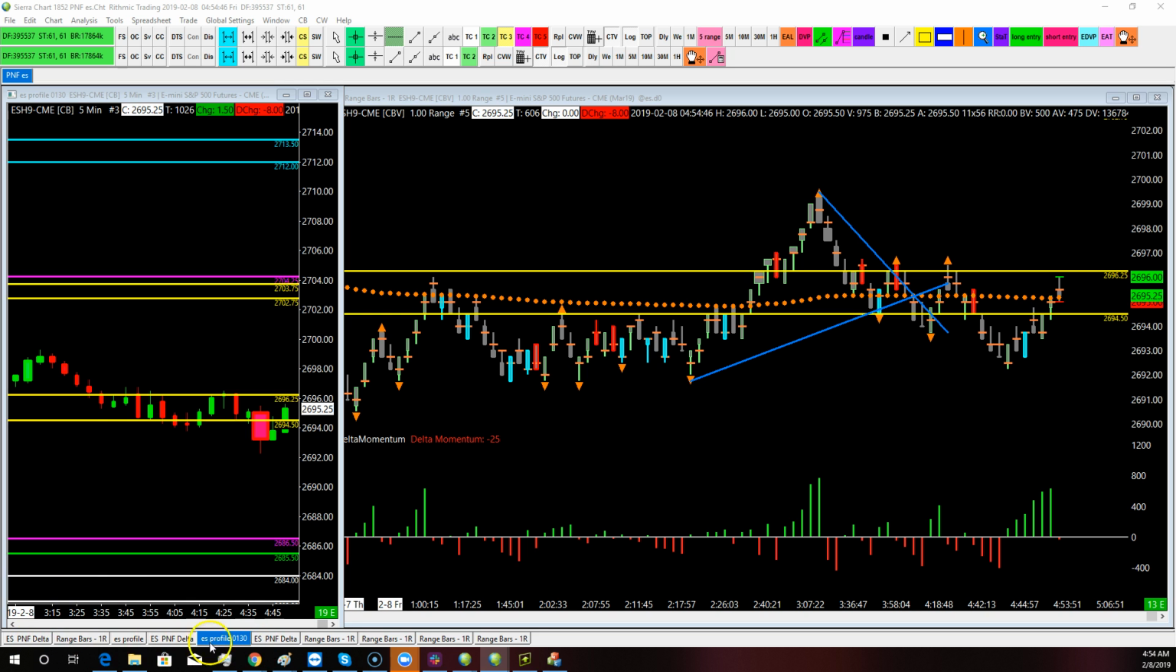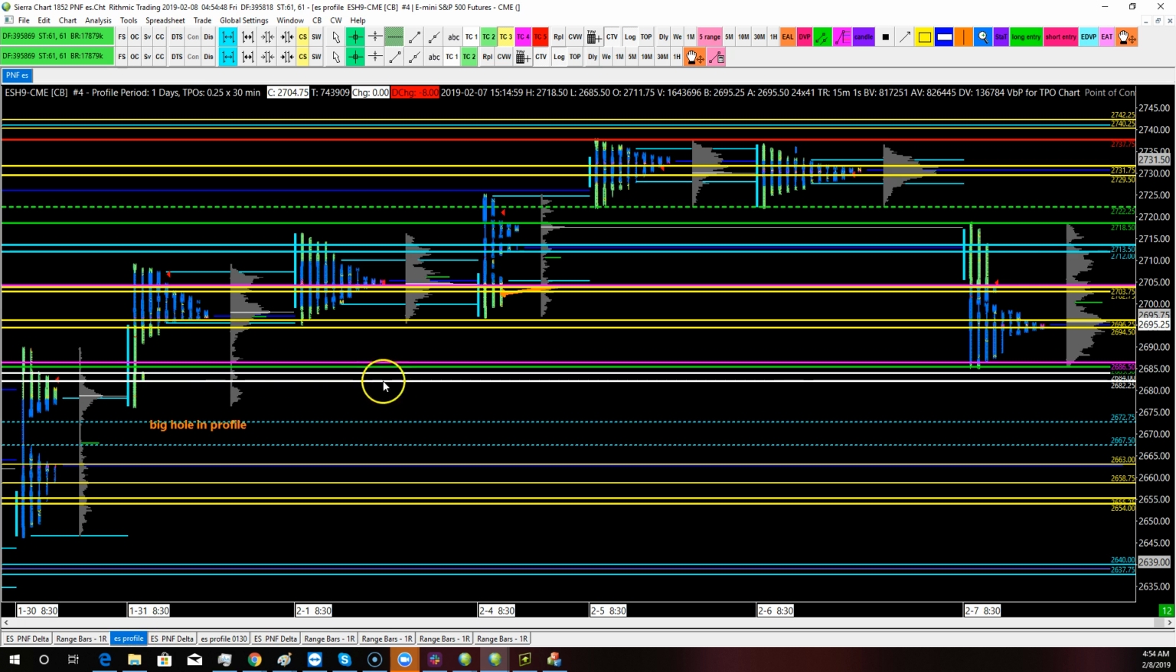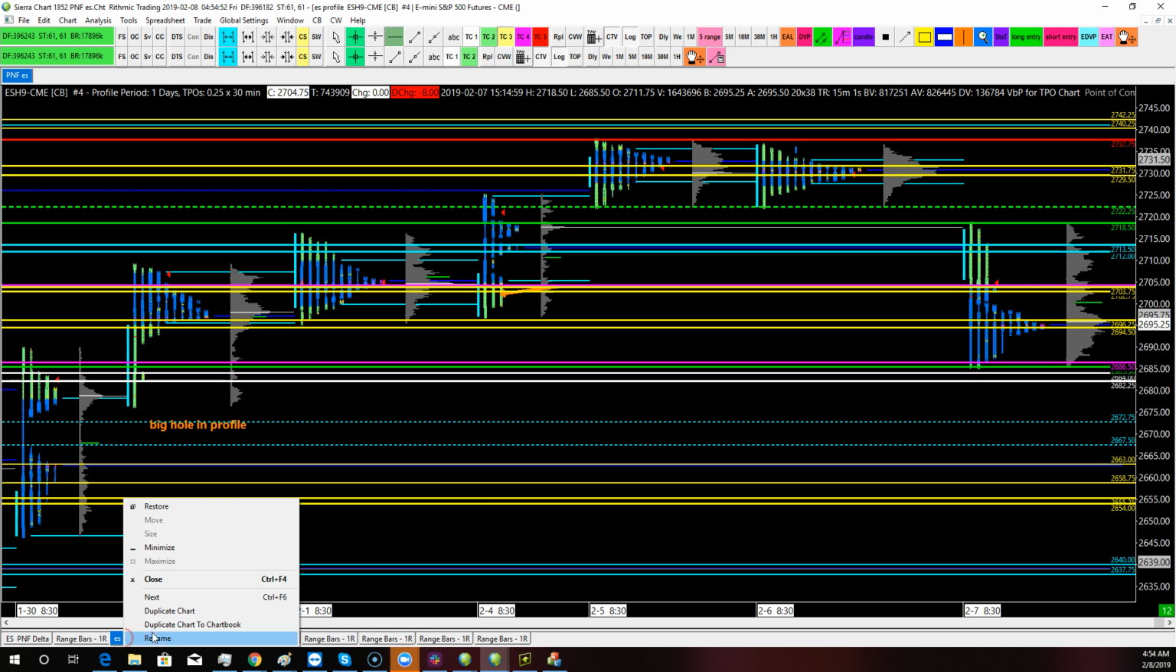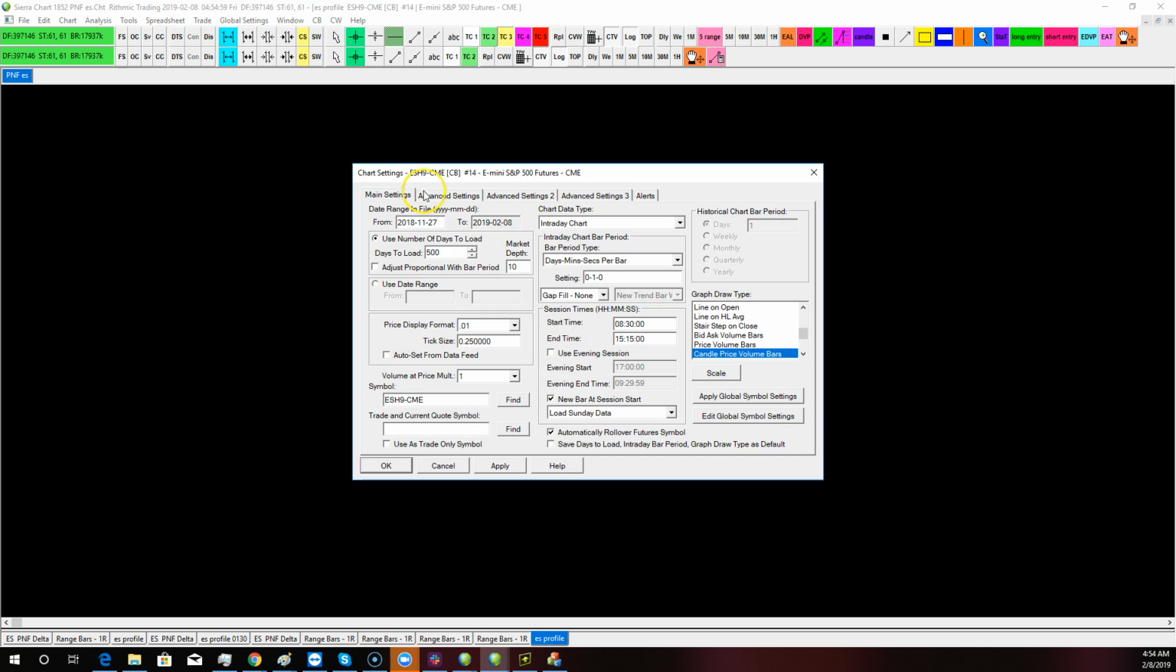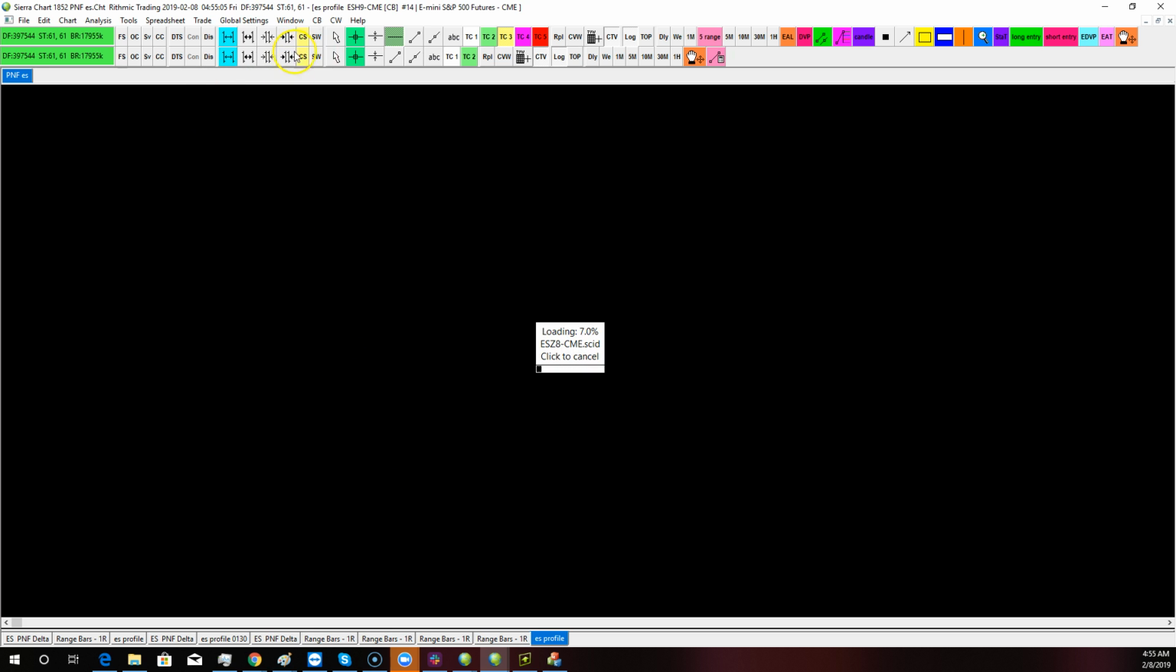So number one, let's find the profile here where it's sitting. Since I don't want to destroy all my beautiful work, I'm going to duplicate this chart really quick. And how many days do I have loaded here? Probably too many. Let's lower that down to 100 so it loads quicker. While it works on that, let's erase all the lines so we have a pretty chart. And I primarily use Sierra Chart.